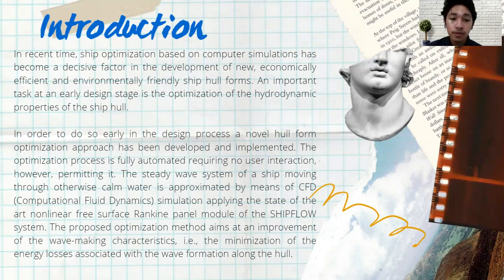The steady wave system of a ship moving through otherwise calm water is approximated by means of CFD, or computational fluid dynamics simulation, applying the state-of-the-art nonlinear free surface Rankine panel module of the ship flow system. The proposed optimization method aims at an improvement of the wave-making characteristics, like the minimization of the energy losses associated with the wave formation along the hull.